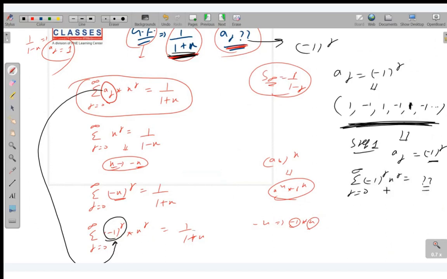Similarly, you will say r is equal to 0 to infinity, that is nothing but minus x power r. So now you will say, okay, minus x power r we want to find, but I do not know what is minus x power r. I know x power r. So I have replaced x by minus x. So immediately you will get 1 plus x as the answer.